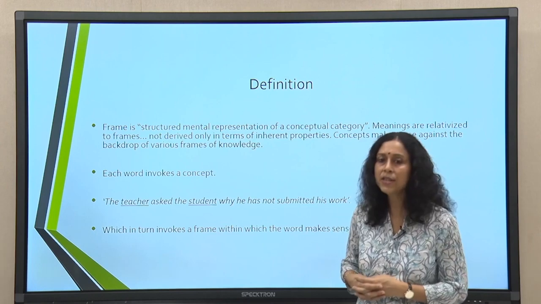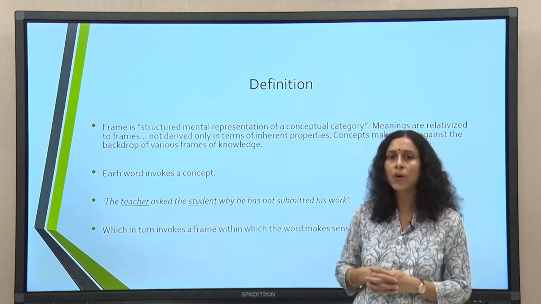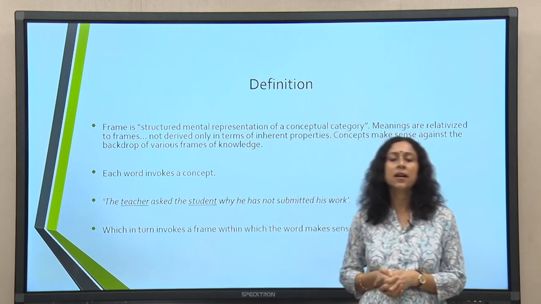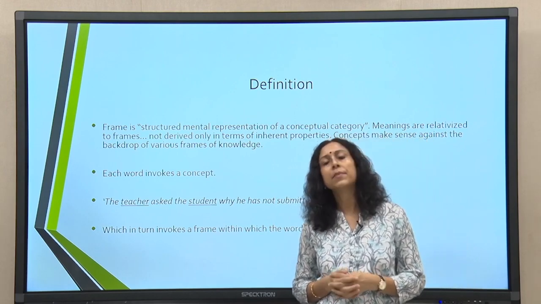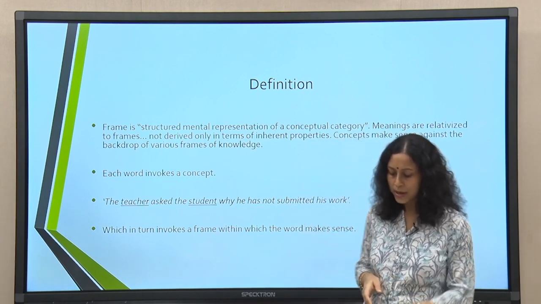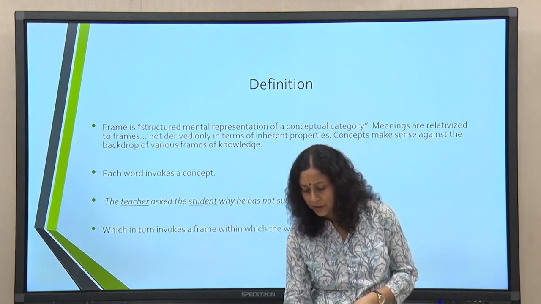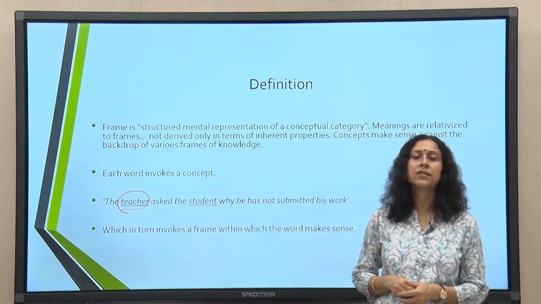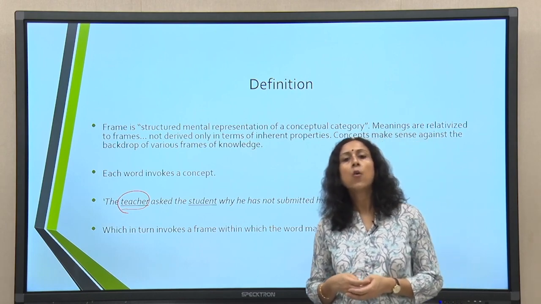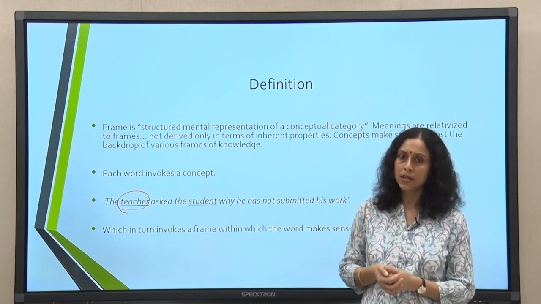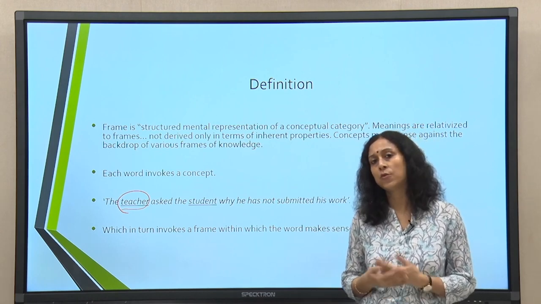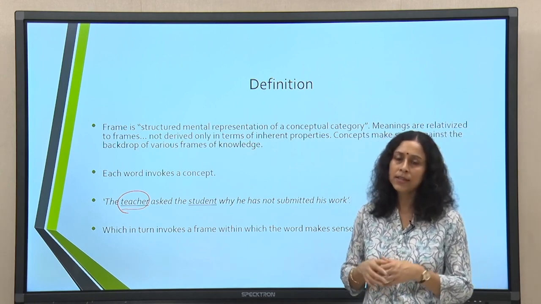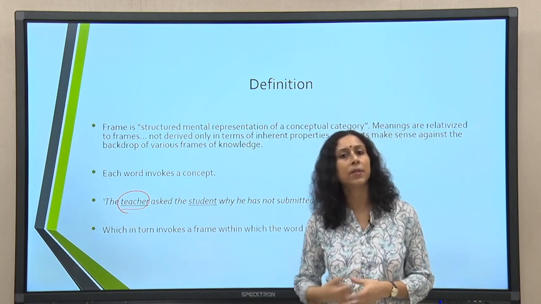This is what we mean by each word invoking a concept; each word activates a bigger concept. For example, a sentence like: the teacher asks the student why he has not submitted his work. Now, let us just look at the word teacher. The moment you utter a word like teacher, there is a gamut of information that is activated in your mind. What a teacher does, what is the expected behavior of a teacher, what he or she is supposed to do, and the canonical relationship between a teacher and a student. Within this larger frame, we make sense of this particular sentence.